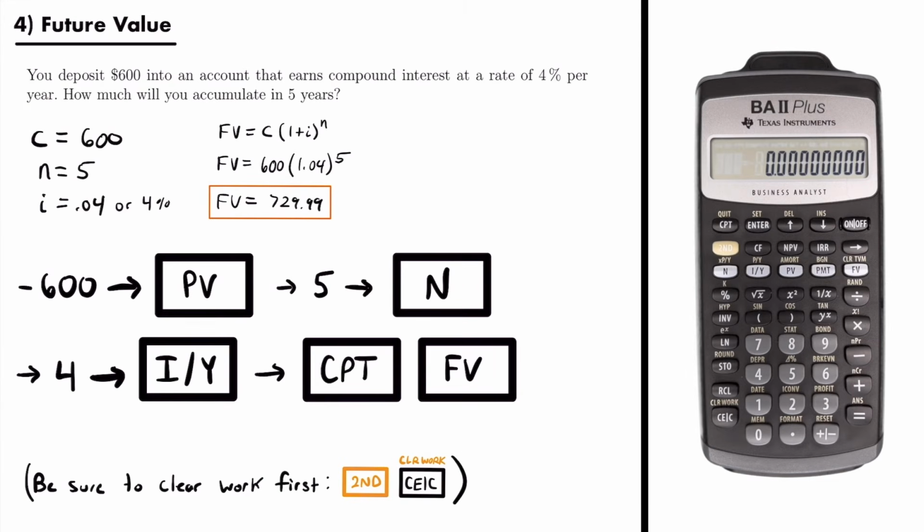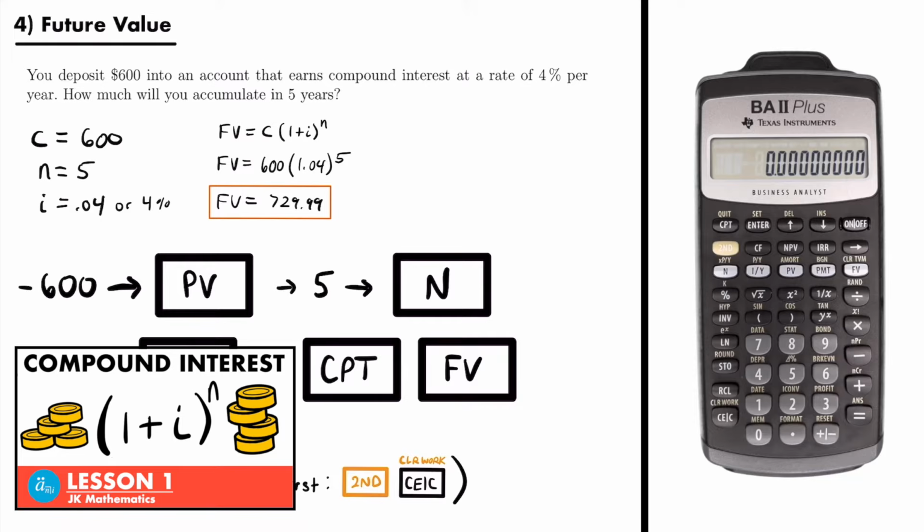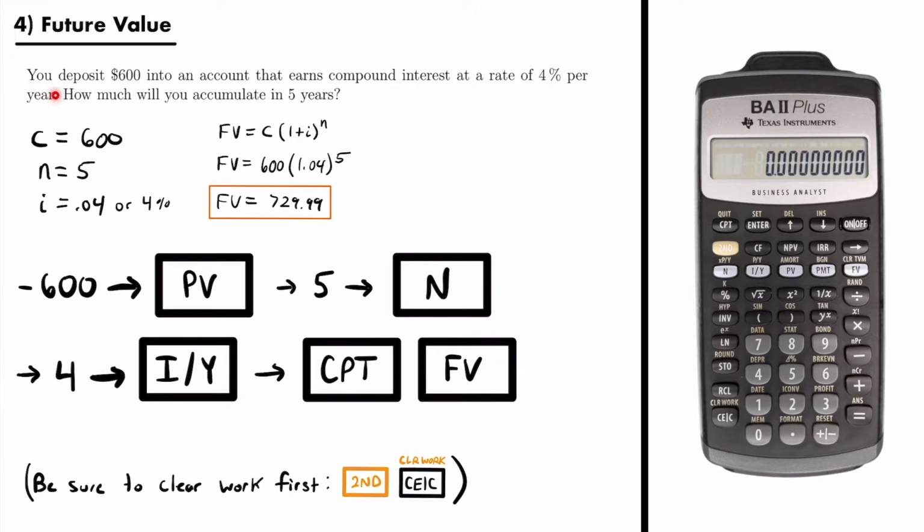All right, so next up we're going to be talking about how to calculate a future value problem in the BA2 Plus calculator. And so here I have an example from my first lesson video in my financial mathematics series where we calculated the future value. You deposit $600 into an account that earns compound interest at a rate of 4% per year. How much will you accumulate in 5 years? And so your initial deposit was equal to 600. The number of periods n is equal to 5 because we're looking at 5 years. And the interest rate was equal to 0.04 or 4%.